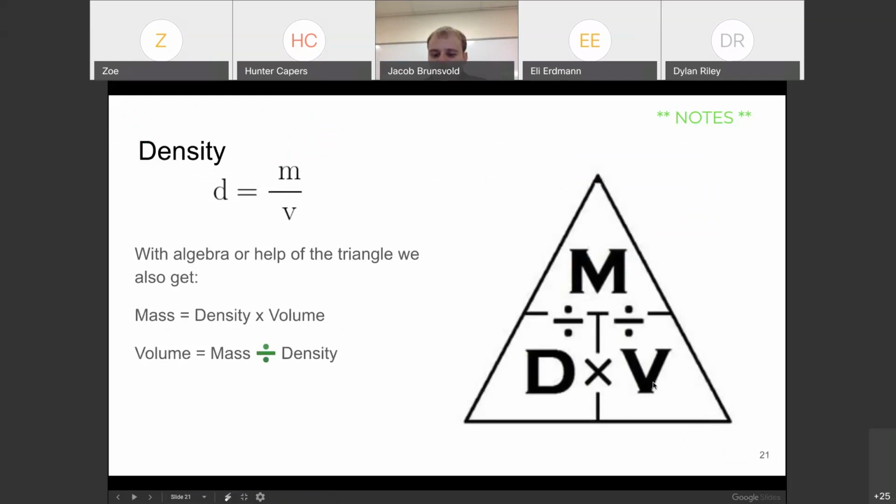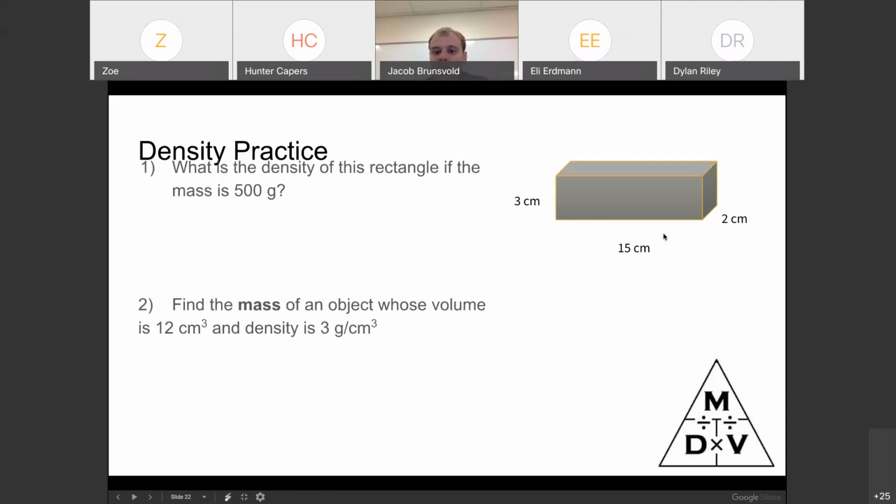Well, you're going to need the volume to be able to do that. So the first thing that you need to do to solve this problem is find the volume of this rectangle. So go ahead and do that. Find the volume of the rectangle, and then see if you can use the mass and the volume to figure out the density.